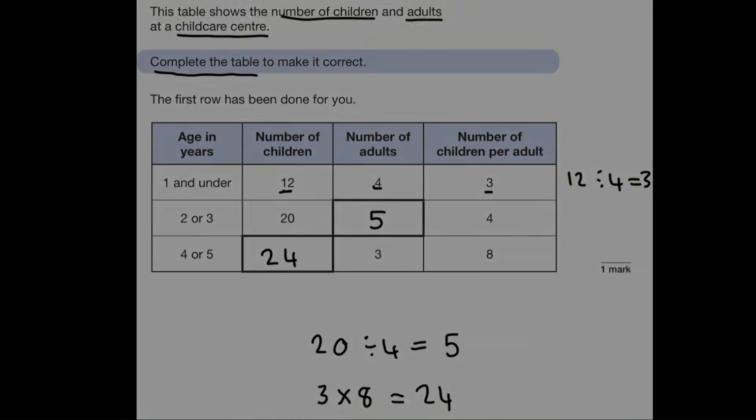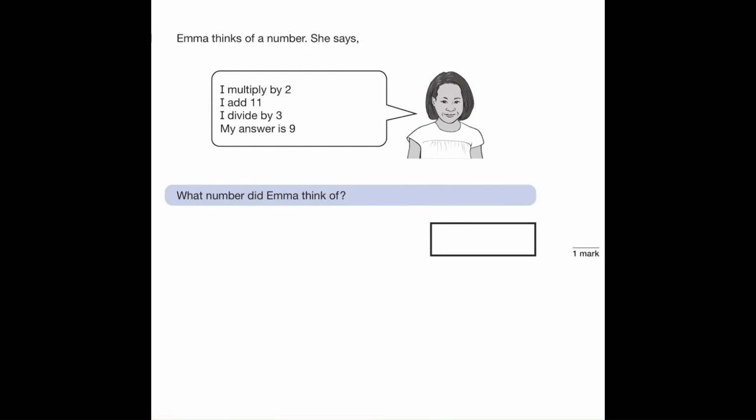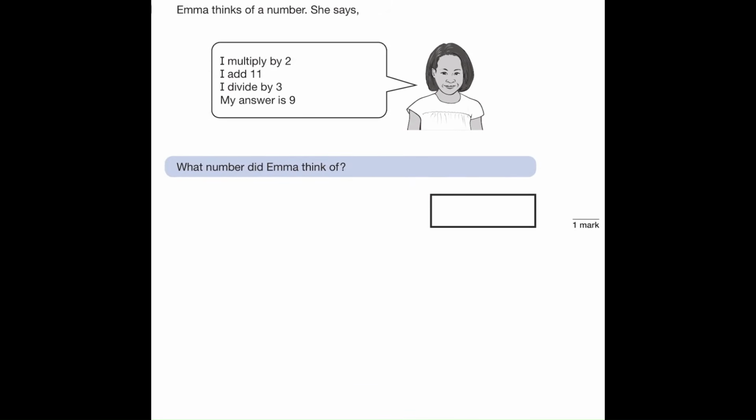So the next question is, Emma thinks of a number. She says, I multiply by 2, I add 11, I divide by 3, and my answer is 9. What number did Emma think of? So pause the video now and have a go. So I know that to work out what number she thought of, we need to do the opposite of everything she said, and we need to go backwards in her list.